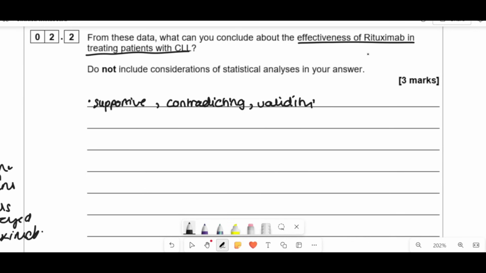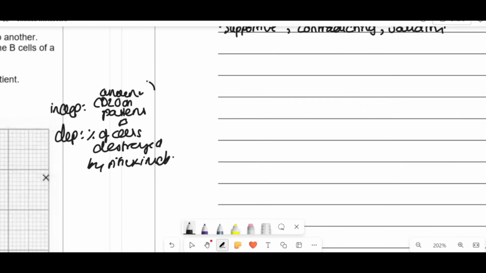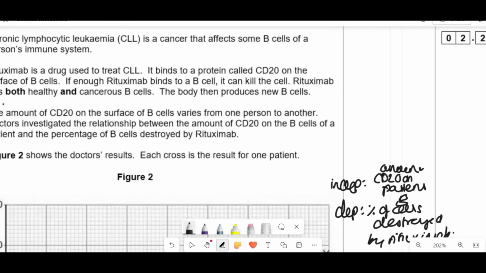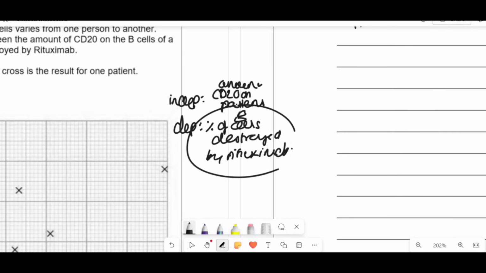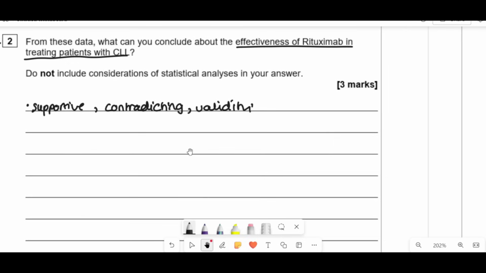If we wanted to look at this perfectly, we would use rituximab and see how many cancer cells die. But what we're doing is looking at the amount of CD20 and using rituximab to see how many B cells are destroyed by the rituximab, but it's told you in the question it's healthy and cancerous. So this doesn't directly answer the question, which is a point we can bring up. Now, as well as that, the validity is to do with how they did the test.